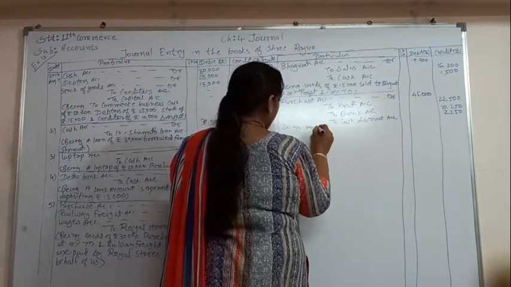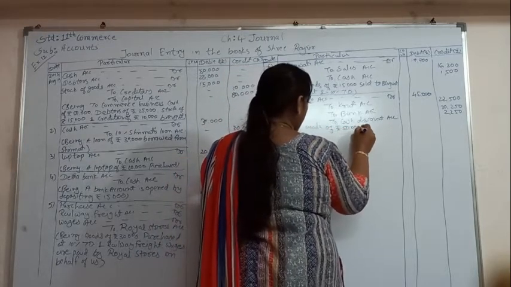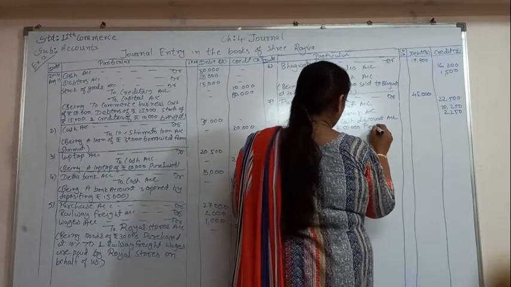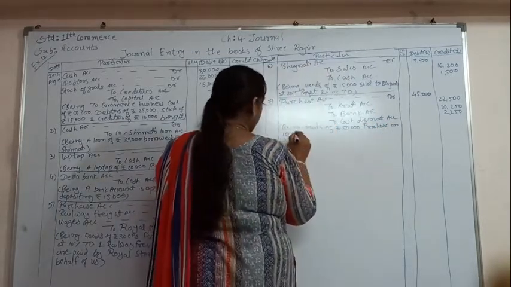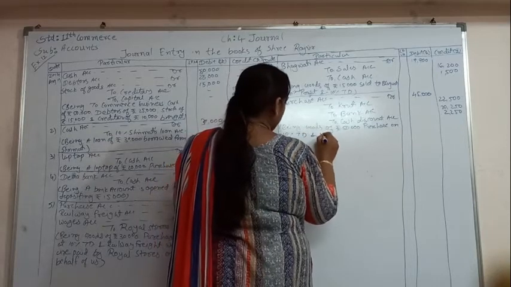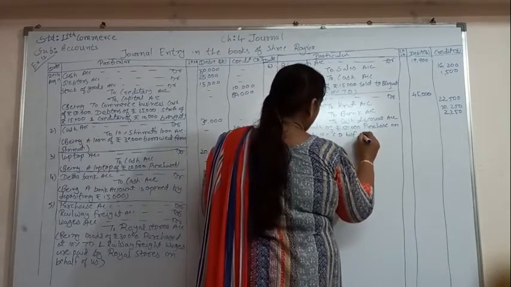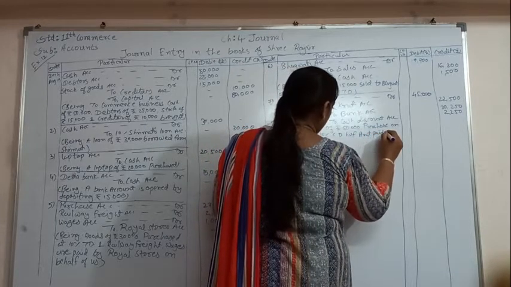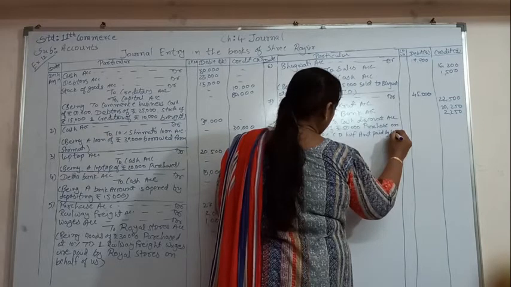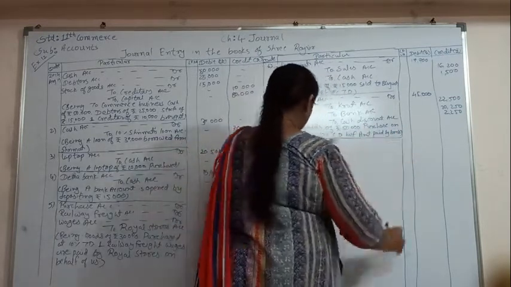goods of rupees 50,000 purchased on 10% trade discount and 10% cash discount. Half amount paid by bank. So that was the transaction.